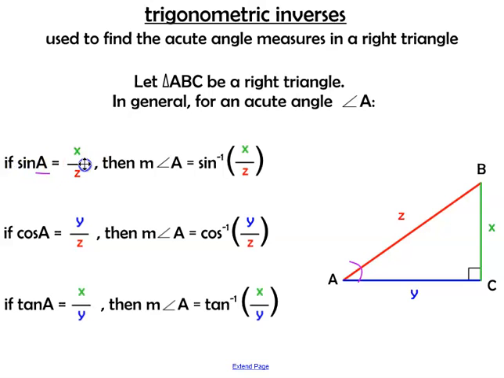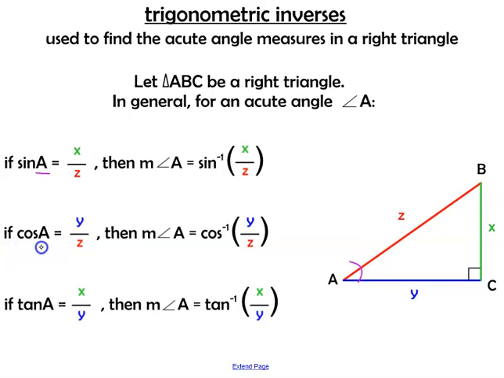So to cancel out the sine, we need to take the sine inverse of both sides. Then on the left side, only that angle A remains. And when you take the sine inverse of x over c, that will give you the measure of angle A. And the other two trig functions follow as well.